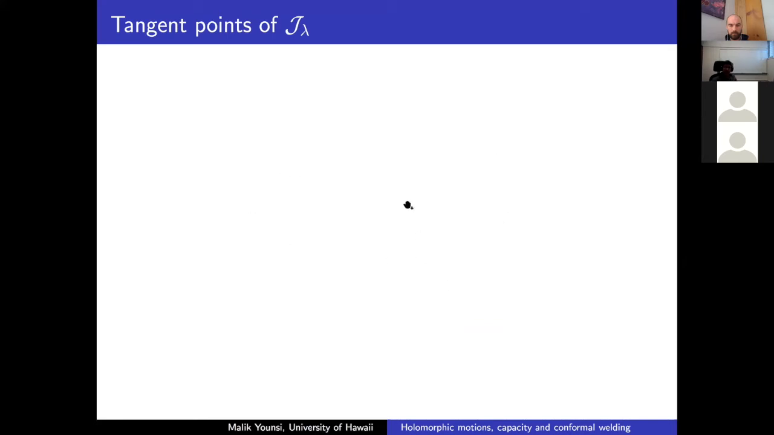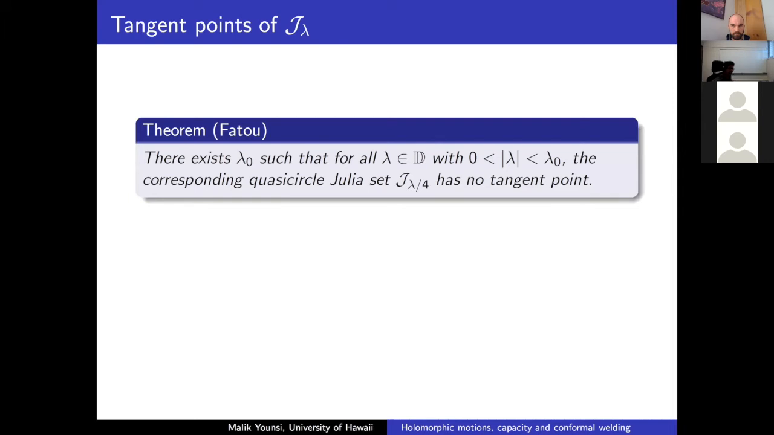And I would like these conformal weldings to be singular with respect to Lebesgue measure. And as we saw, this is related to harmonic measures from both sides being mutually singular. And by the Bishop, Collis, and Garnett-Jones theorem, this is related to the set of tangent points on the Julia set. And now there is an old theorem of Fatou, which tells us that if you look at parameters sufficiently small in modulus, but not equal to 0, obviously, then the corresponding quasicircle Julia set has no tangent point.